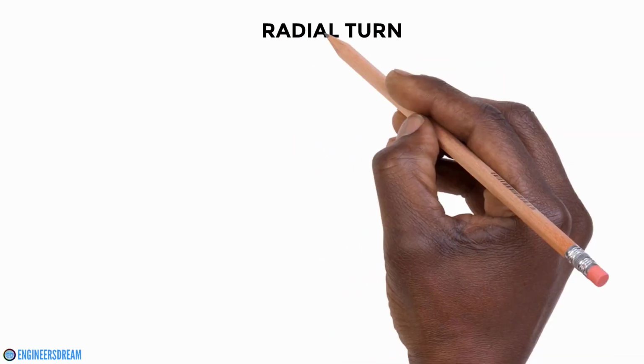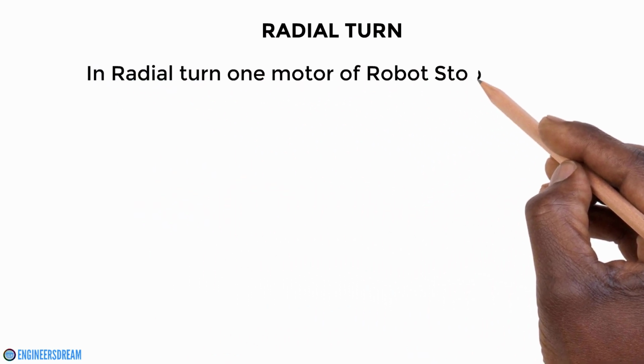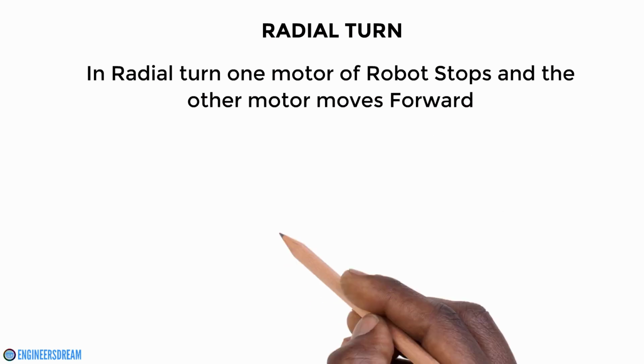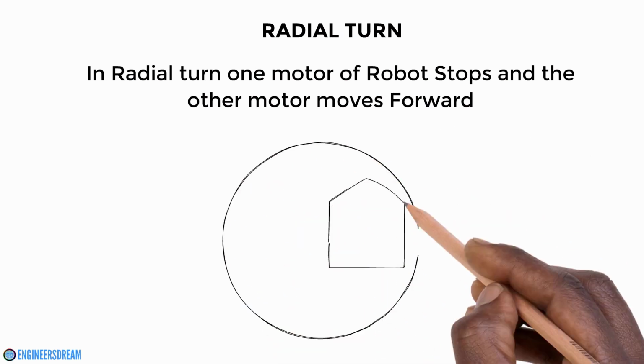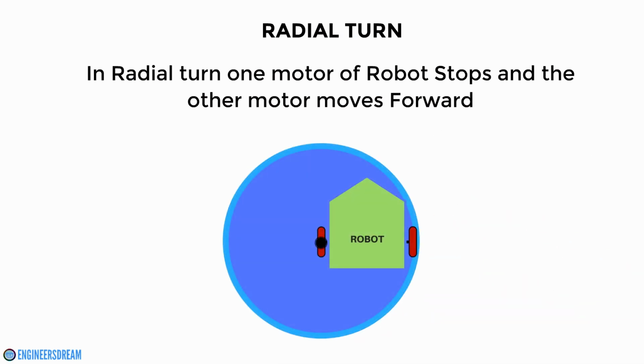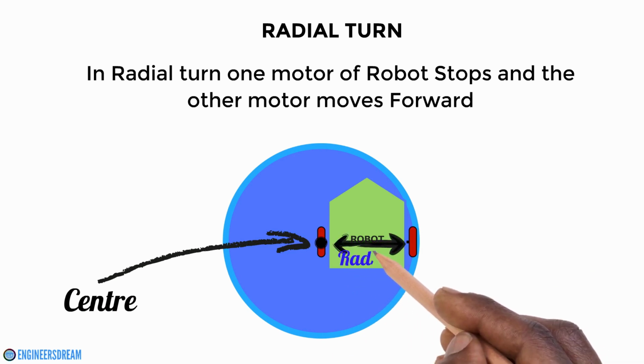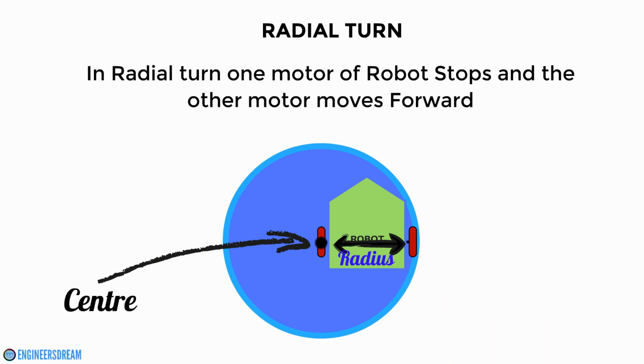In a radial turn, one motor of the robot will stop and the other motor of the robot will move. Since in a radial turn we have to stop one motor and move the other, the motor that is stopped acts like the center of a circle and the moving motor acts like the outermost part of the circle. And since the distance between the two motors represents a radius, that's why we call this turn a radial turn.